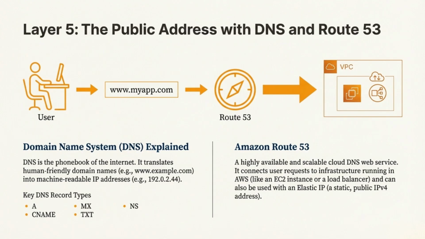Layer 5, the public address with DNS and Route 53. Domain Name System. DNS is the phone book of the internet. It translates human-friendly domain names like google.com into machine-readable IP addresses like 8.8.8.8. The key DNS record types are A, MX, NS, CNAME, and TXT. Amazon Route 53, a highly available and scalable cloud DNS web service. It connects user requests to infrastructure running in AWS and can also be used with Elastic IP.